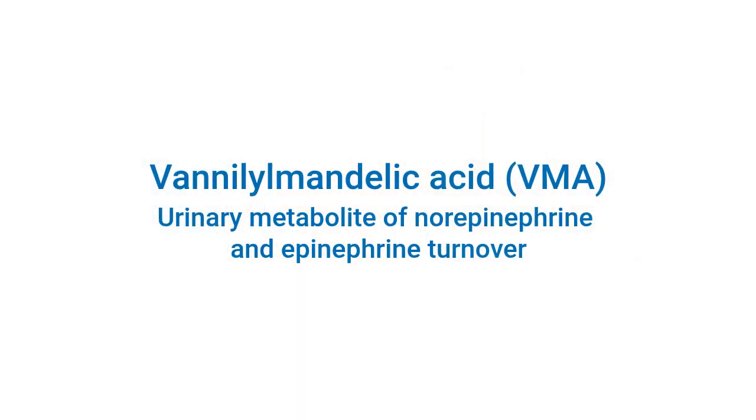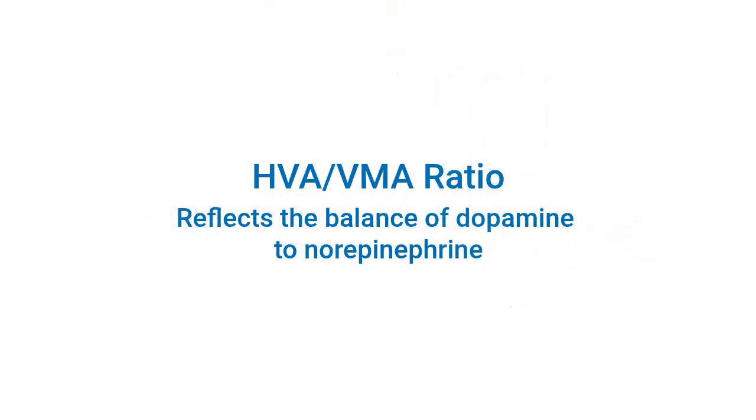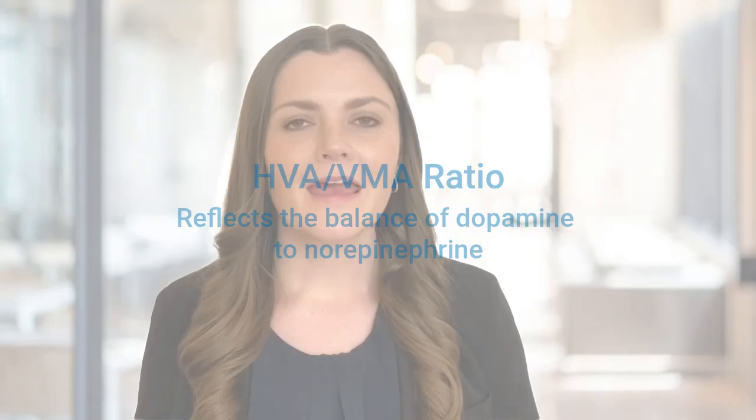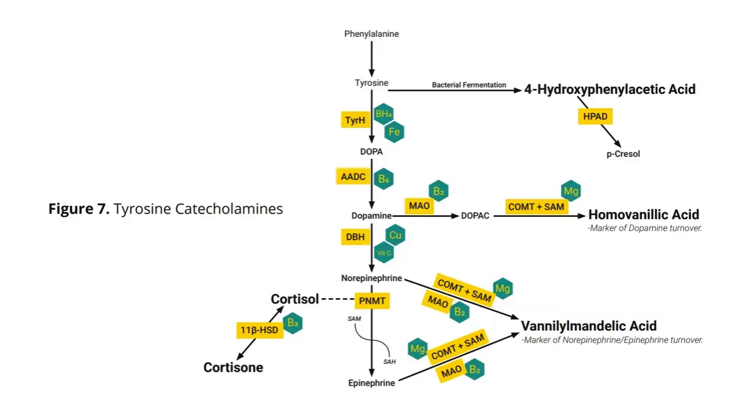Vanillylmandelic acid, or VMA, is another important marker, and it reflects the breakdown of norepinephrine and epinephrine, two key catecholamine neurotransmitters in the stress response. Because dopamine metabolizes to norepinephrine, the OAP includes the HVA to VMA ratio to reflect the balance of these neurotransmitters. And this balance, of course, depends on adequate nutrient cofactors, such as B vitamins, copper, and vitamin C.